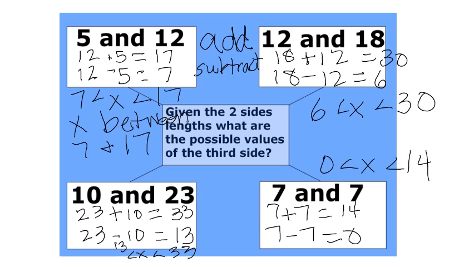So remember, when we look for the values of the third side, we are getting an interval of possible answers. There is not only 1 or 2 answers. In fact, it can't even be these numbers. It has to be between those numbers. So something that is not those numbers, but in between.